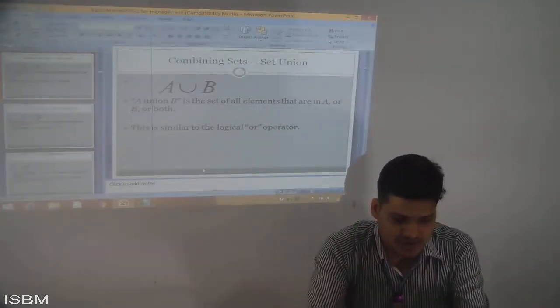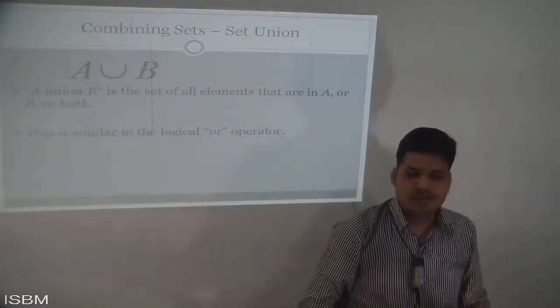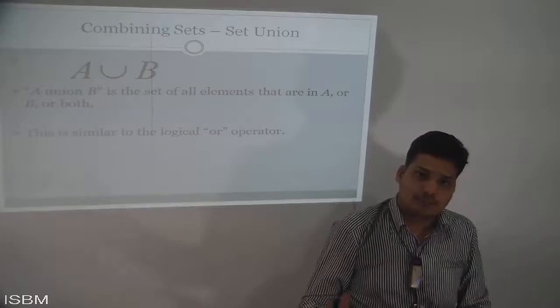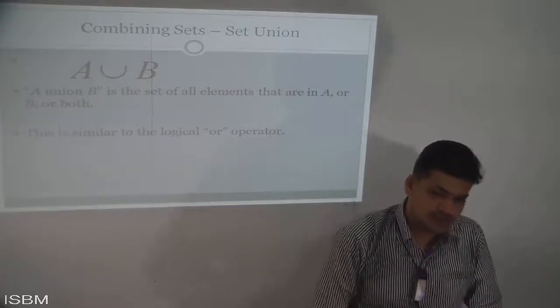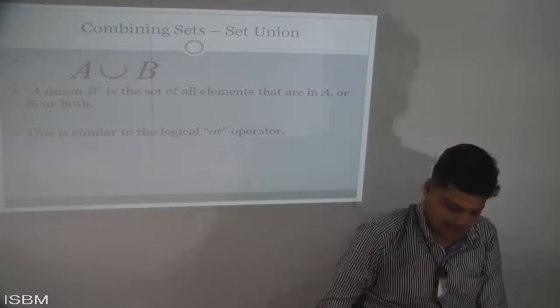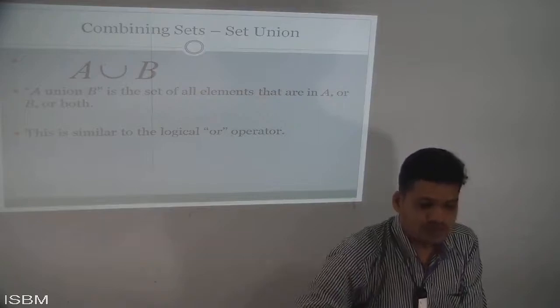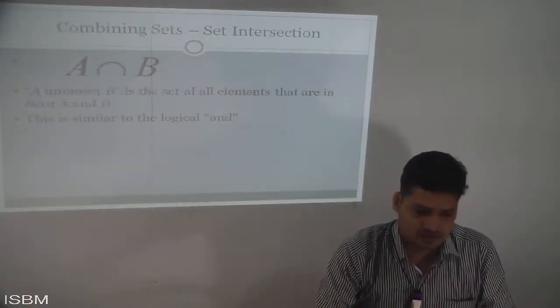Now A union B we have done. So A union B is a set of all elements that are in A or B or both. This is similar to the logical OR operator.